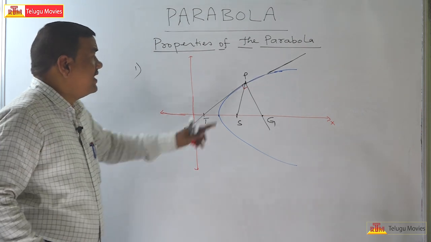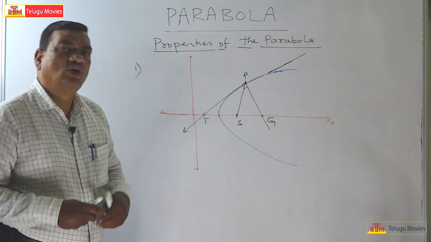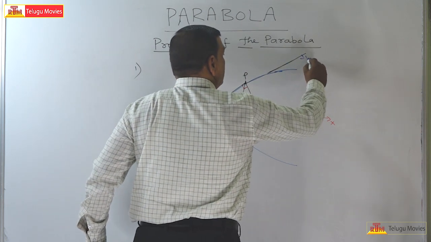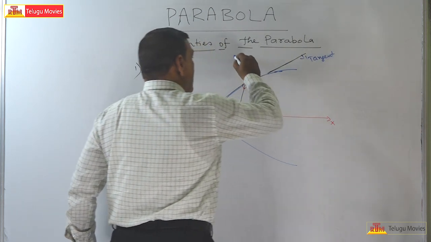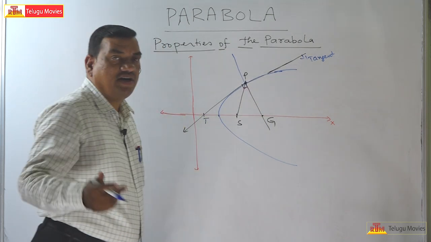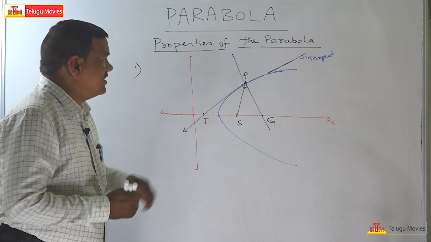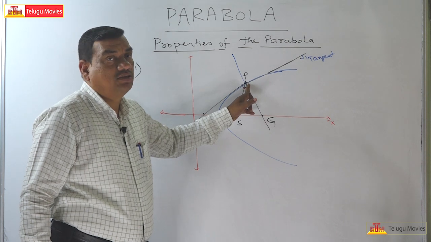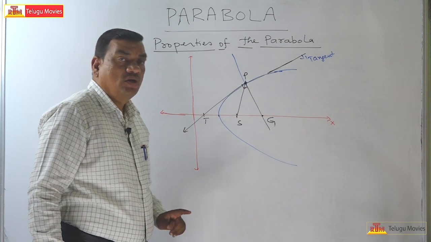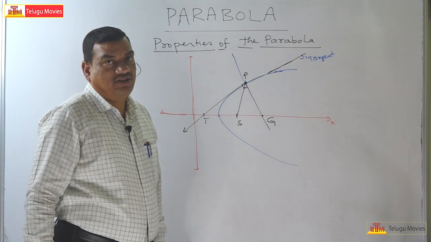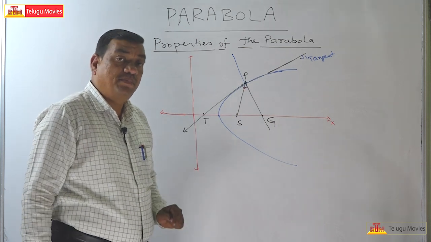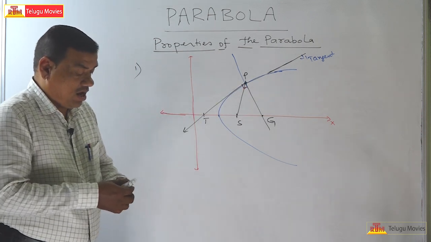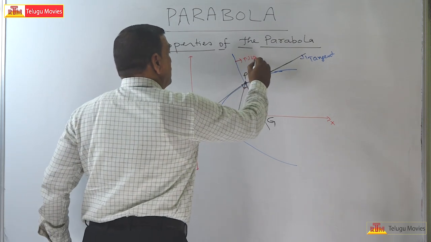Let us take P as a point on the parabola, whatever the parabola may be. This is a tangent, and this is a normal. As we already defined what a normal is, I will define it again now. A normal is a line passing through the point of contact of the tangent and the curve, and perpendicular to the tangent. Normal means perpendicular, and that perpendicular should pass through the point of contact.